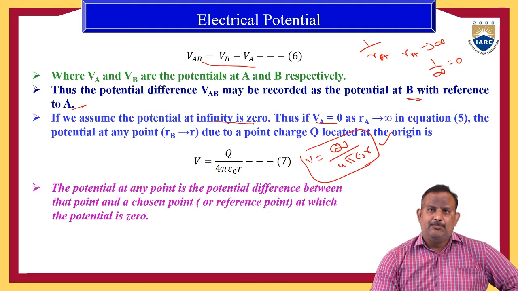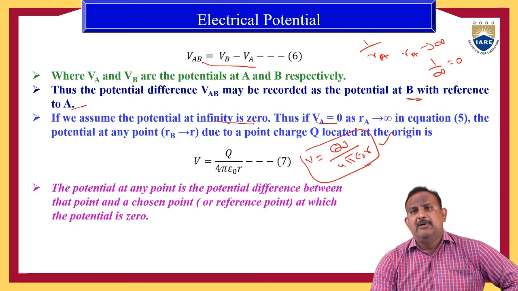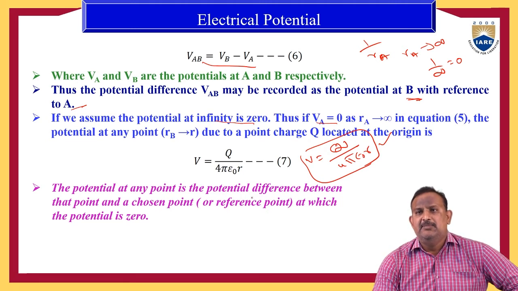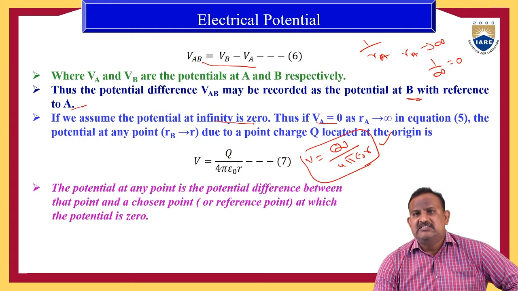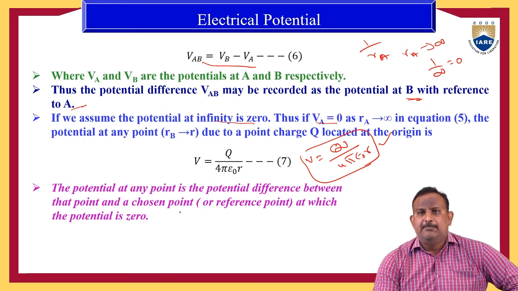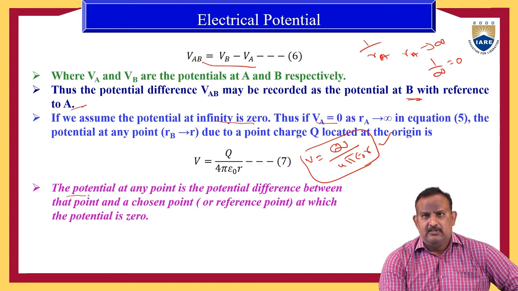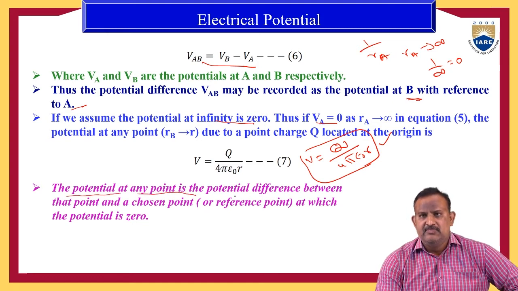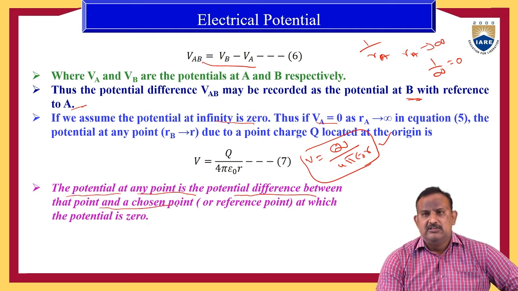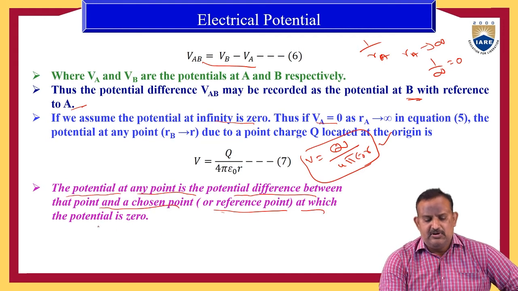Therefore, we can define the potential as: the potential at any point is the potential difference between that point and a chosen point or a reference point at which the potential is 0.